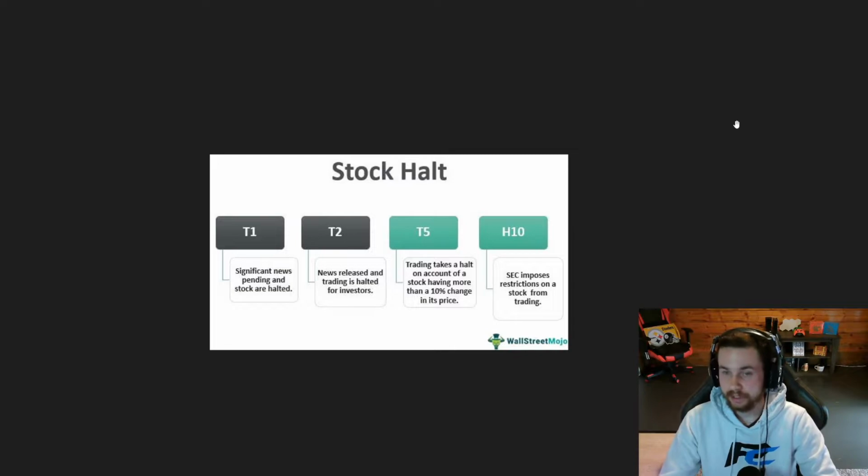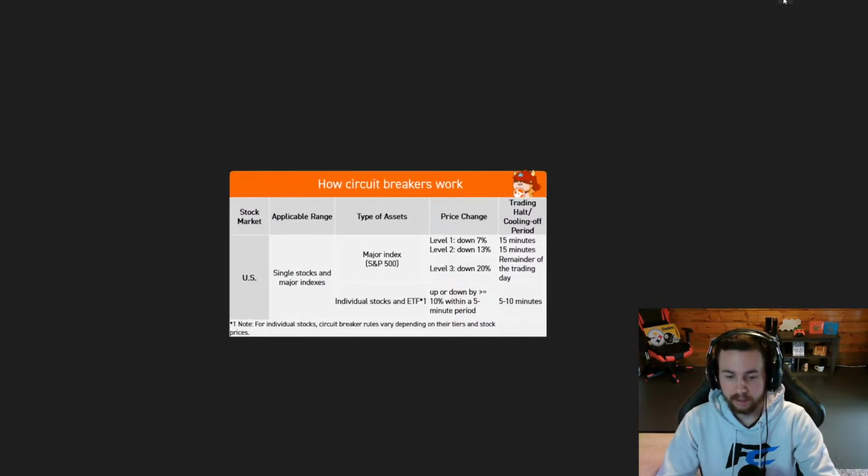A T5 is basically what we're talking about, a circuit breaker. Trading takes a halt on account of a stock having more than a 10% change in its price, or as we talked about, under $3 or more than $3 is 20%. And then an H10 is where the SEC imposes restrictions on a stock from trading. That can be for various reasons. We won't get heavy into that because you're probably not going to see a whole lot of that.